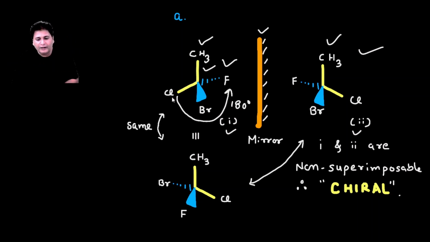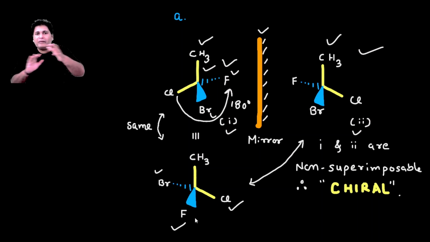Once you do that, this Cl will come here. This fluorine, which was earlier going inside, as you rotate 180 degrees, will now come outside. And this Br, which was earlier coming outside, will now go inside like this. Now both are the same thing because you have not done anything.